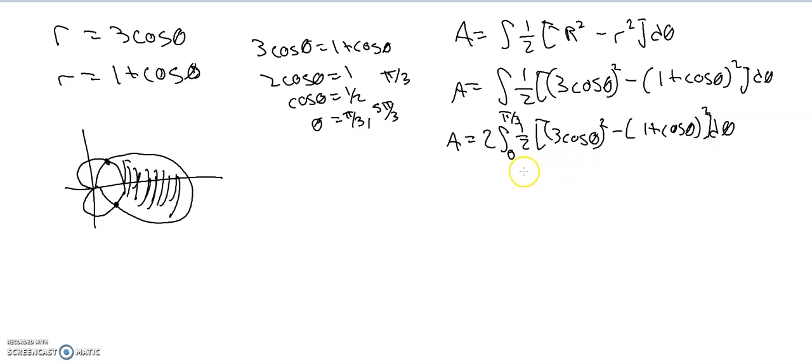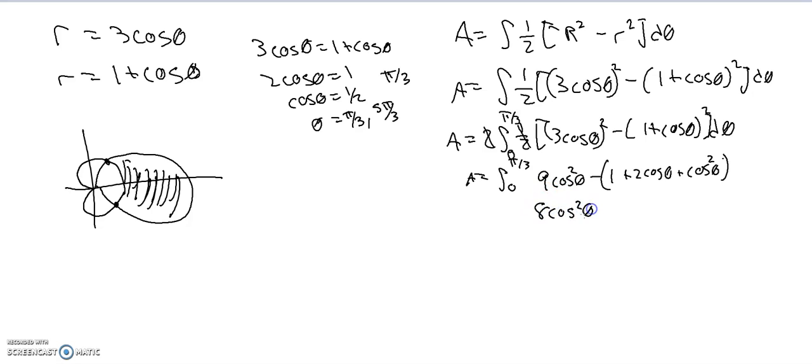Okay, so we want to simplify this, and these cancel. We have the area equal to the integral from 0 to pi thirds. Simplifying, we have 9 cosine squared theta minus, and then we want to square this. So you have 1 squared plus 2 cosine theta plus cosine squared theta. And then we can subtract one of the cosines. So we have 8 cosine squared theta minus 1 minus 2 cosine theta.